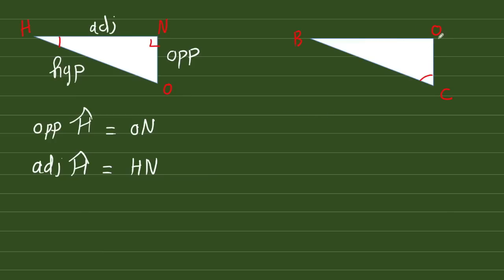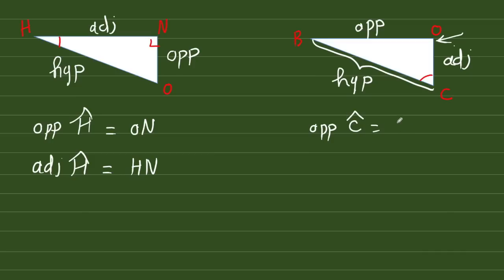Okay, how about this one? The 90 degree angle is O. So the longest side is this side, and it is the hypotenuse. Opposite of the chosen angle is here. Adjacent is the last one. So the opposite of C is OB, and the adjacent of C is OC.